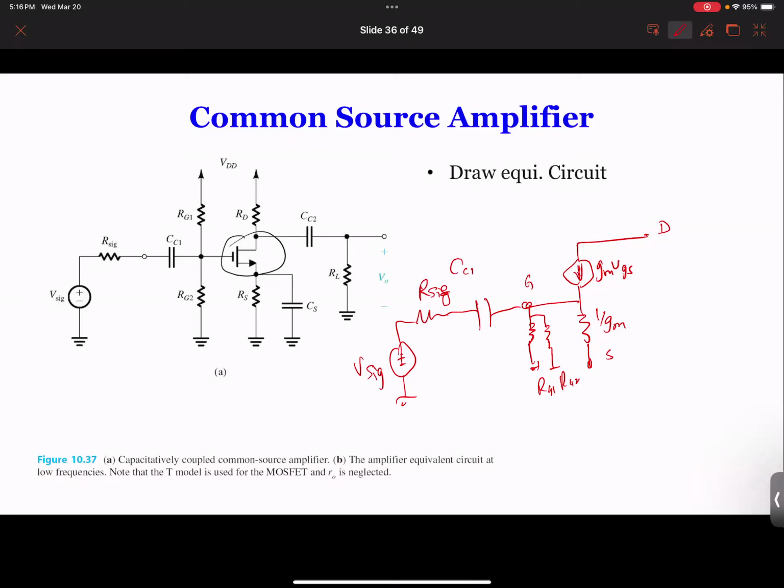We got it. So now let's look at what happens at the source. You can see right away what is connected to the source. You have RS, and then you have also CS, and these two can be in parallel. And then at the drain, what do you have? Well, first of all, you see RD, which is connected to ground. Let's put this RD to ground, and you also have a capacitor, and then RL, which connects to ground, and then this goes through CC2, and then you have your output way over here.